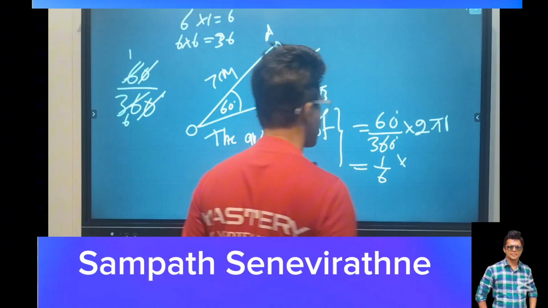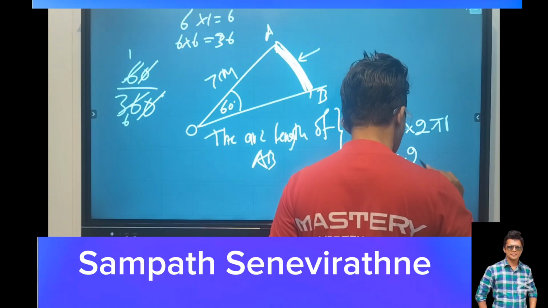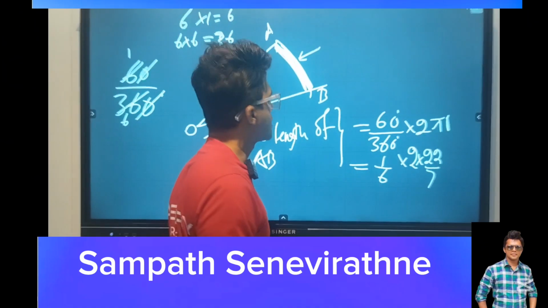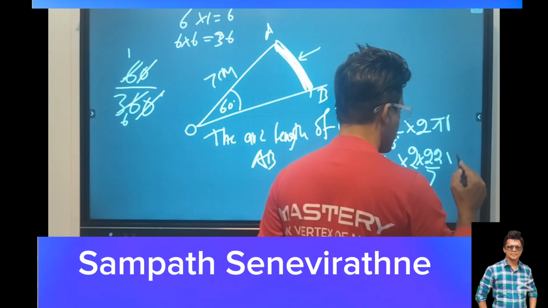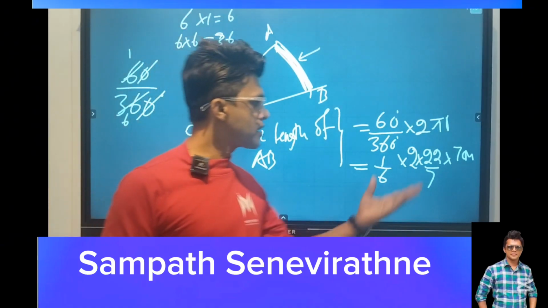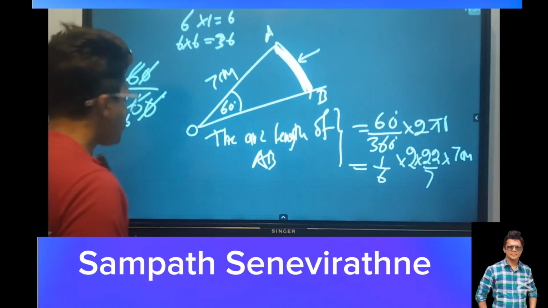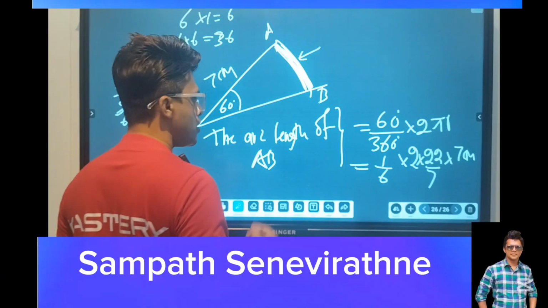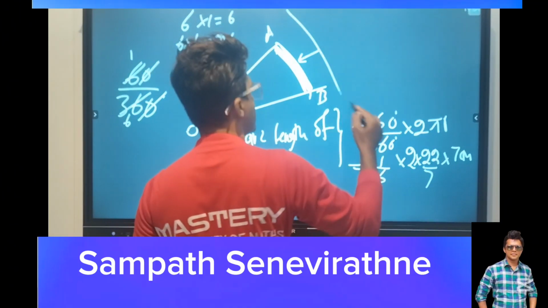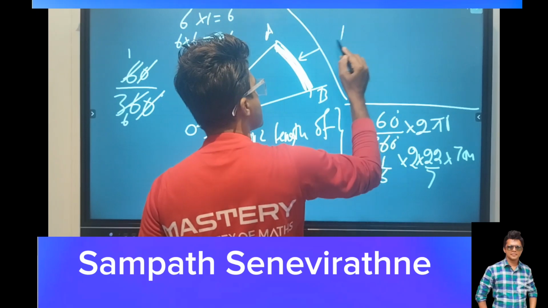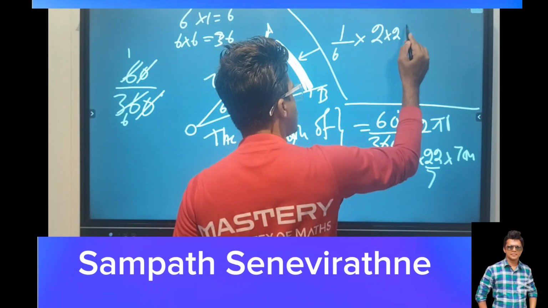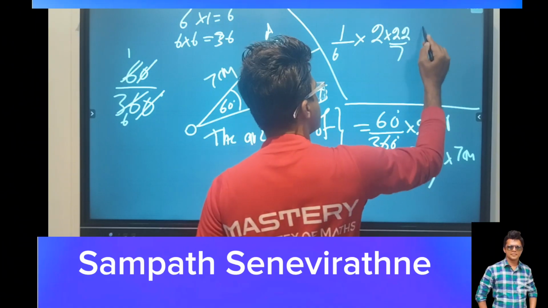1/6 times 2 times pi r equals 22 over 7. You know that. So the value of r equals 7 cm. Right now we could simplify this expression. How do we simplify? 1/6 into 2 into 22 over 7 times 7.